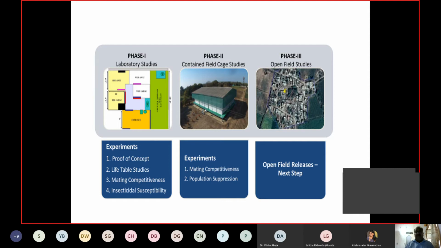In phase one, what we acquire is the proof of concept, the life table studies, in order to find out whether the mosquito follows the same general principles of development, and the mating competitiveness, that both the transgenic and the non-transgenic mosquitoes mate well in parallel and without any major difference in data. And number four, both types of mosquito must behave more or less similarly against the conventional insecticides in vogue.